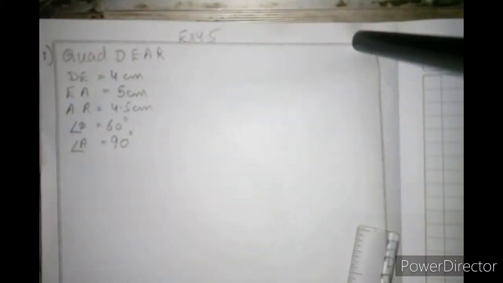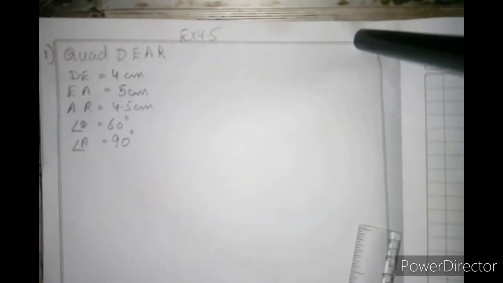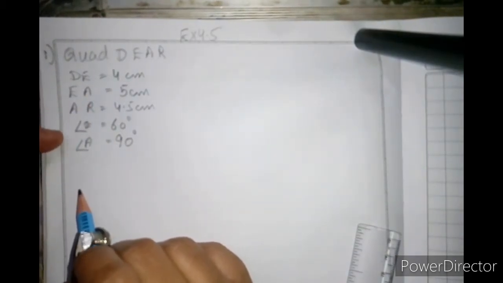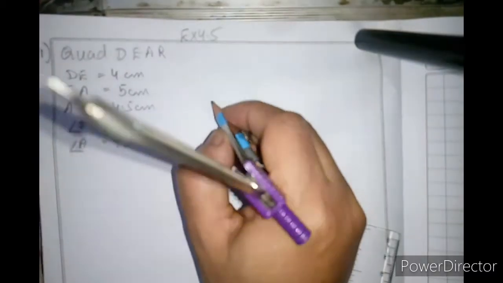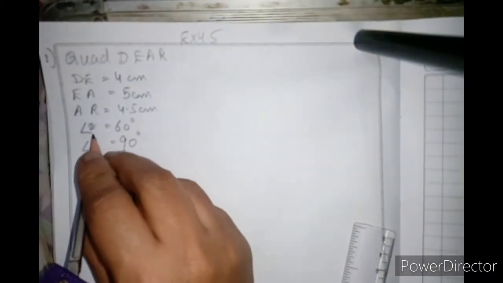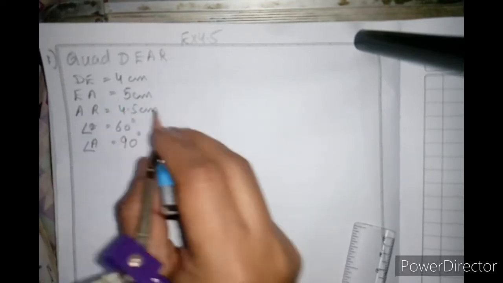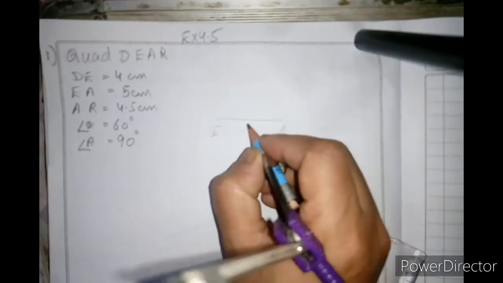Good morning, students. Today we are starting our exercise 4.5 and we have to construct a quadrilateral DEAR where the measurements are given: three sides and two angles, five measurements in all. Now see, angle E and A are given, so we will take EA on the base. First we will draw a rough.